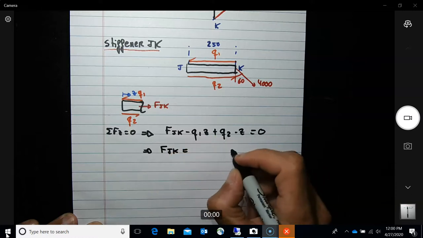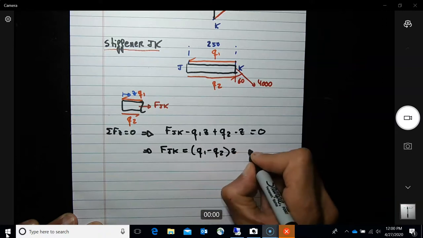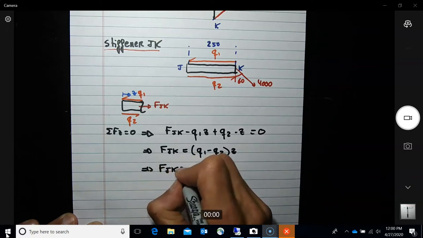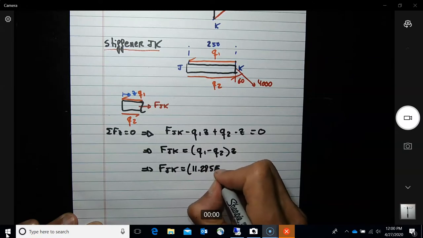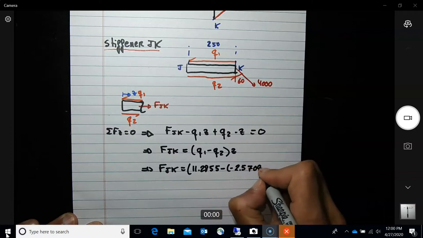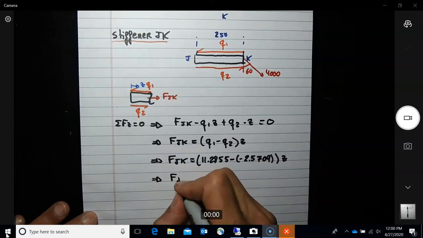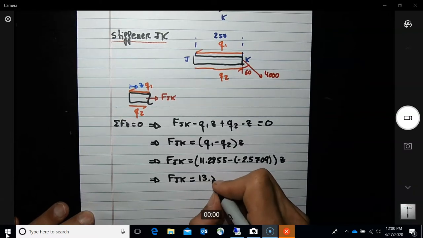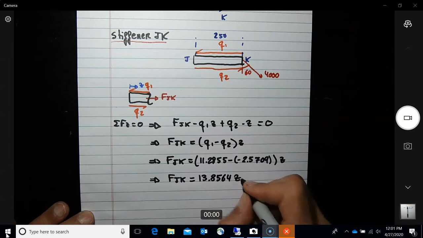Fjk will be equal to Q1 minus Q2Z, which will give us that Fjk equal to 11.2855 minus minus 2.5709 times Z, which will give that Fjk will be equal to 13.8564 Z.